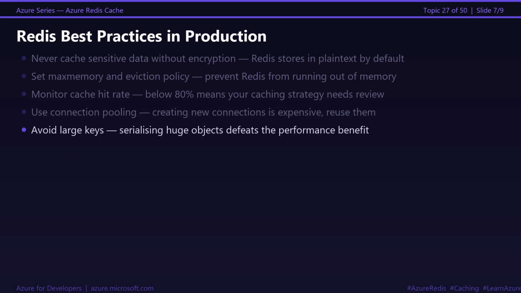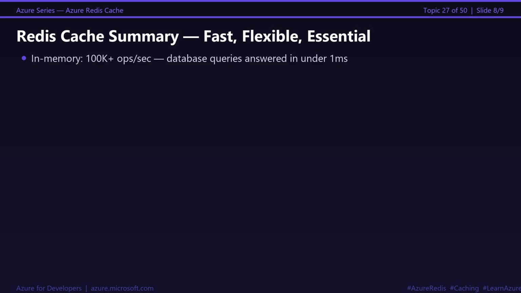And here is the mistake that silently degrades performance. Caching entire large objects, 500 kilobyte serialized blobs in a single Redis key. Serialization and deserialization at that size costs more time than you save. Cache smaller, more targeted data. Use Redis hashes for objects.